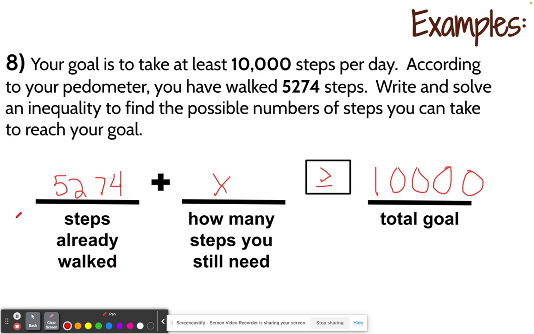Then to solve this, I would subtract 5,274 from both sides. And I believe my answer would be the number of steps I need to continue to make has to be at least, so greater than or equal to 4,726.